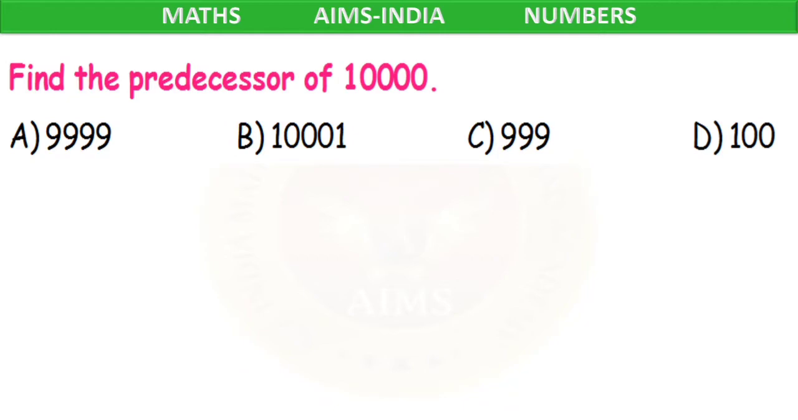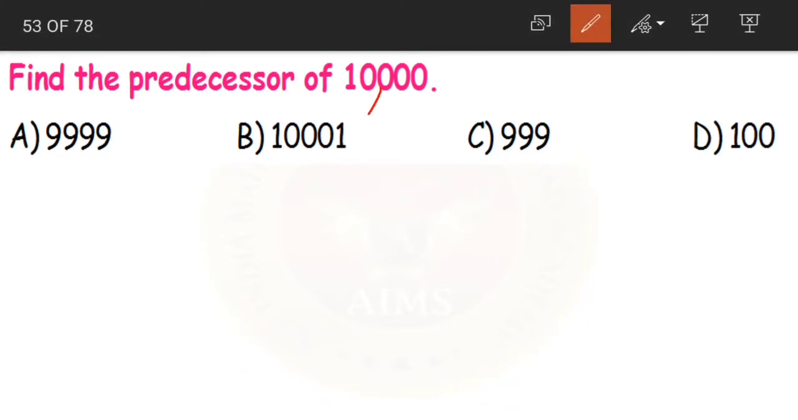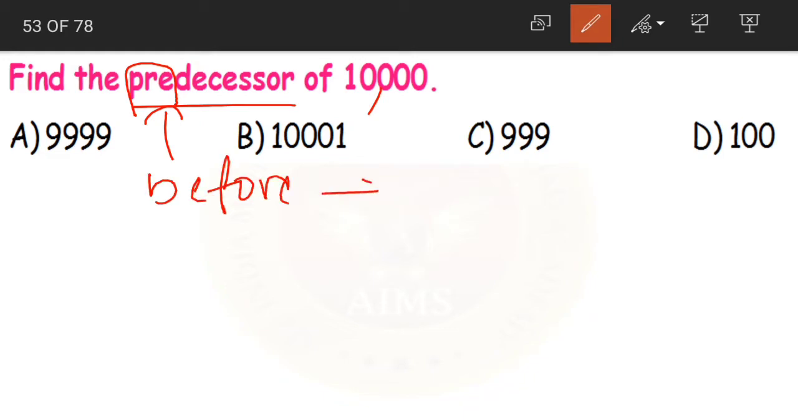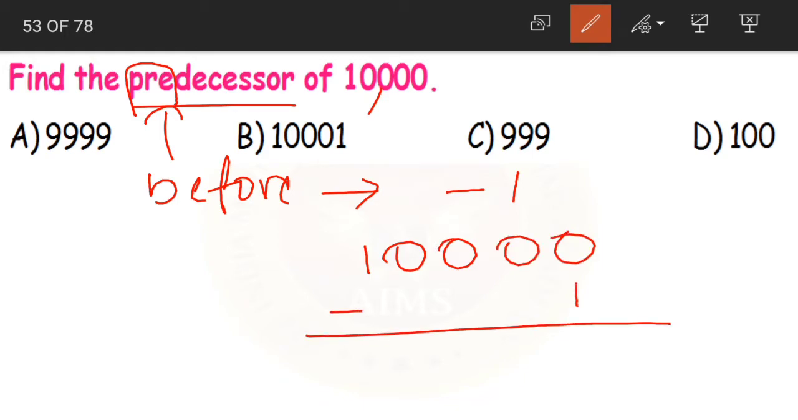Next question. Find the predecessor of 10,000. What is the meaning of predecessor children? We have discussed it in our classes, right? Pre means before. So predecessor is a number that comes before a given number. How to find out? We need to subtract 1 from the given number. 10,000 minus 1. Now 0 minus 1 is not possible, so we need to borrow.